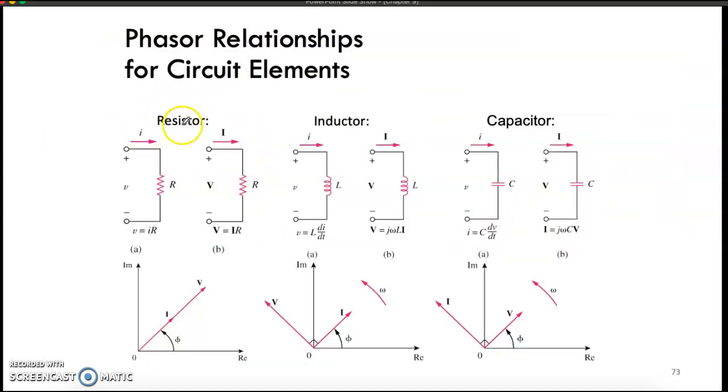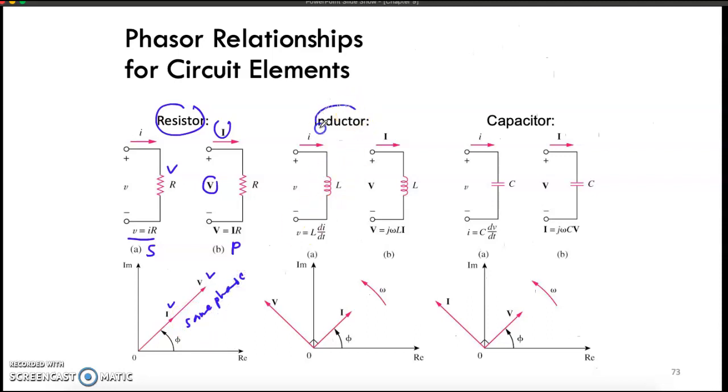Okay. So this is the presentation for the resistor. You have the resistor here. This is the time domain sinusoid, and this is the phasor domain. So this one needs to be bold, right? V equal IR. So there is no lead and lag. V and I are in the same phase.